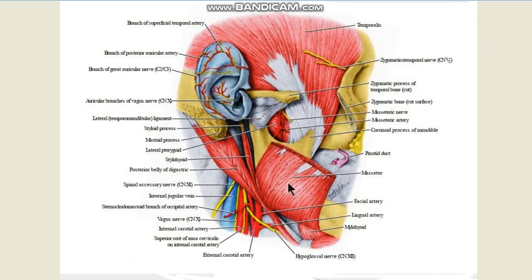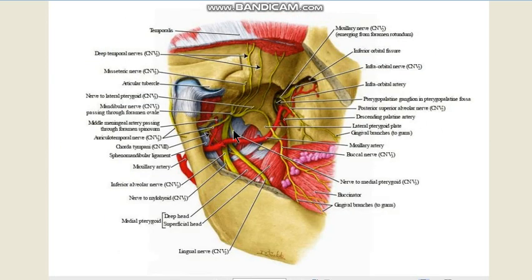In this diagram you can make out again the masseter and temporalis and the lateral pterygoid muscle attached to the mandible, and the capsule of the temporomandibular joint and lateral ligament of the temporomandibular joint. In this diagram you can see the maxillary artery medial to the neck of the mandible and the auriculotemporal nerve passing out behind the neck of the mandible.